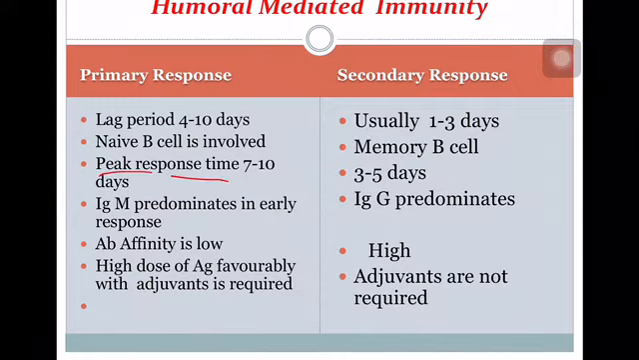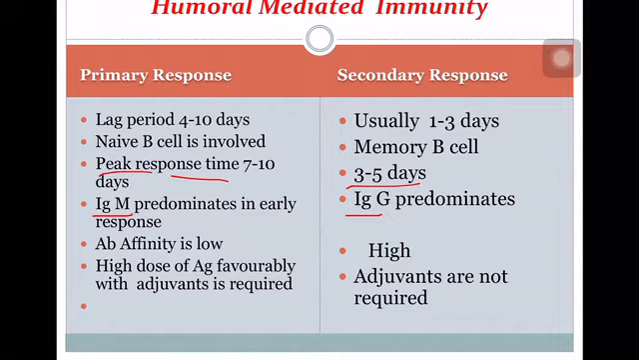The peak response time is 7 to 10 days. The higher concentration of antibody levels will be seen in 7 to 10 days, but the higher concentration of antibodies will be for 3 to 5 days only in the secondary response. In the primary response the earlier antibody is IgM antibody, but in the secondary response IgG predominates. IgM has a short half life, so after IgM, IgG predominates, but here in the secondary response IgG predominates.